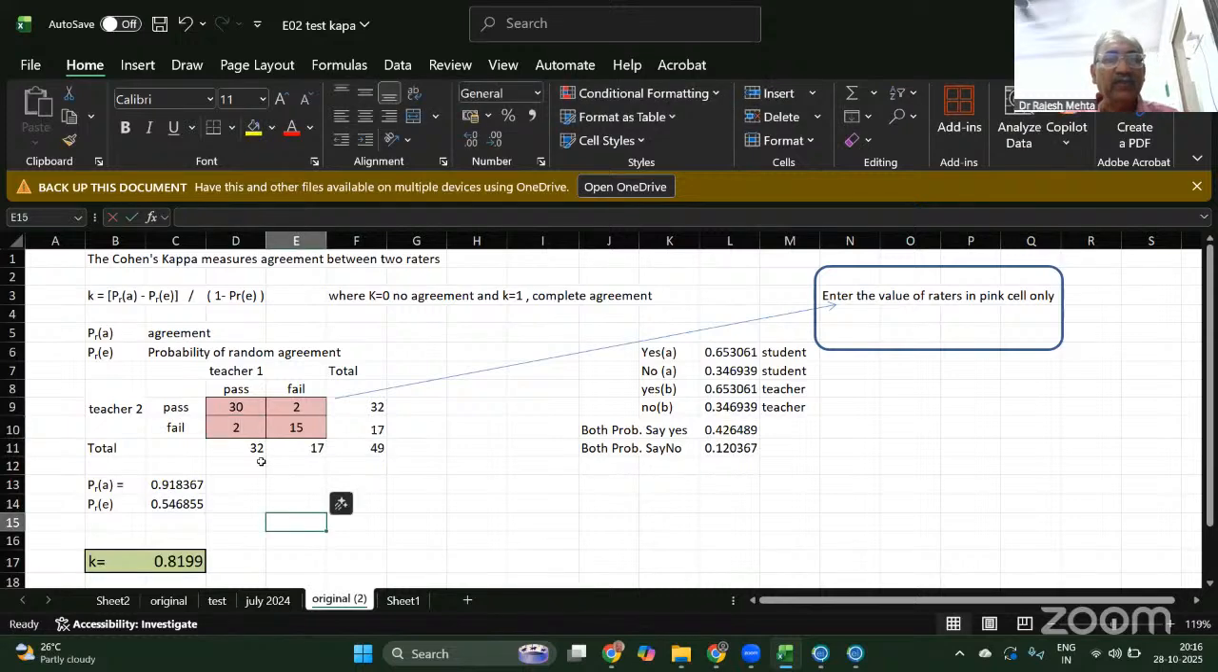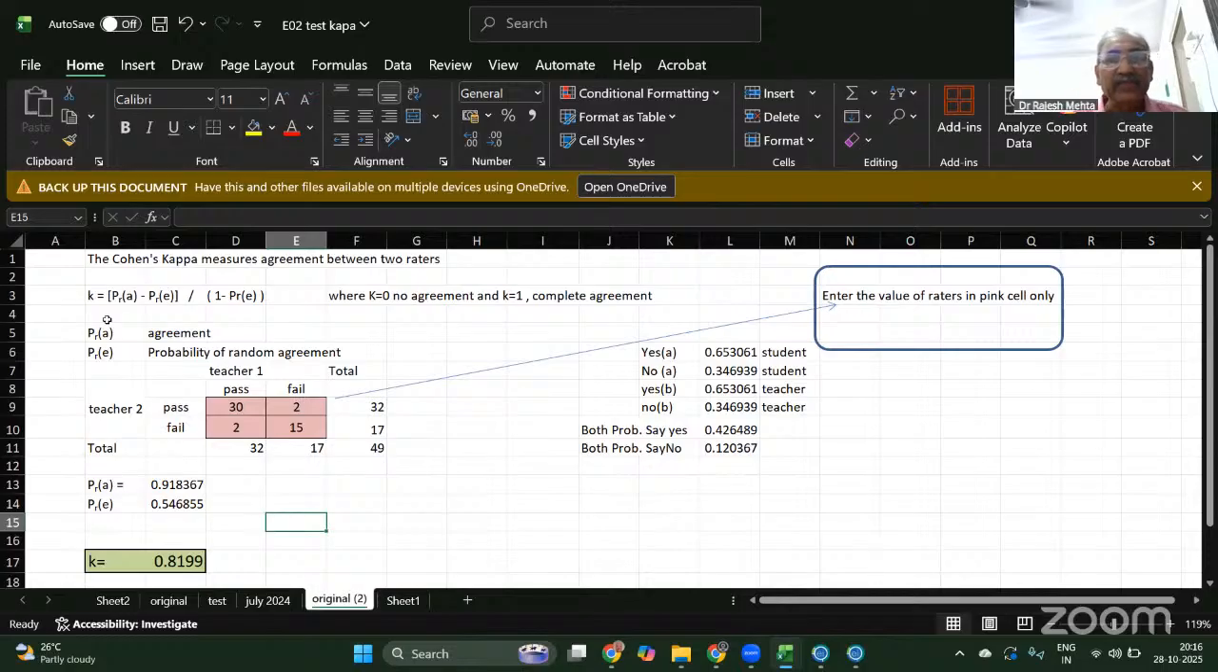If this is a situation, then we can say that Dr. 1, Dr. 2, agreement is 0.81. 81% of the time, there is agreement, and it is a good agreement. This is what you can do. But how does this arrive? So kappa, how is kappa calculated?